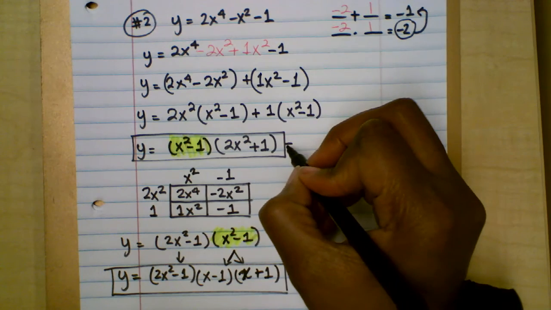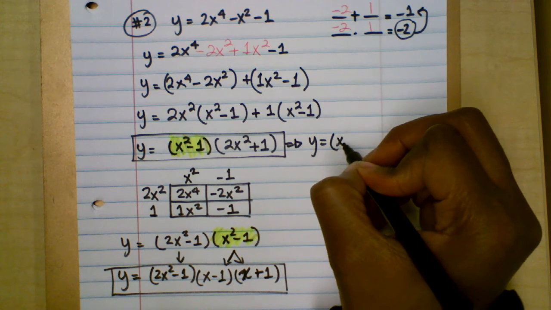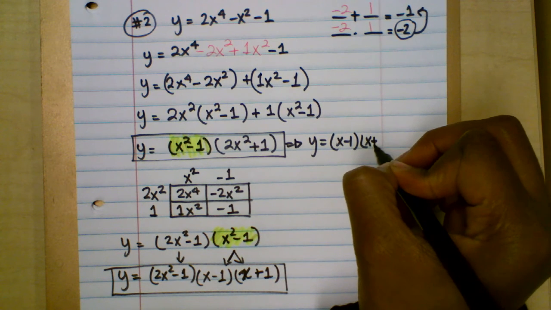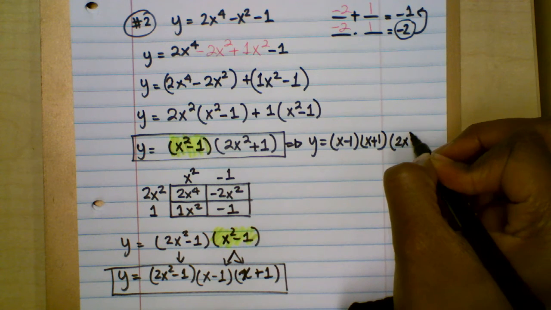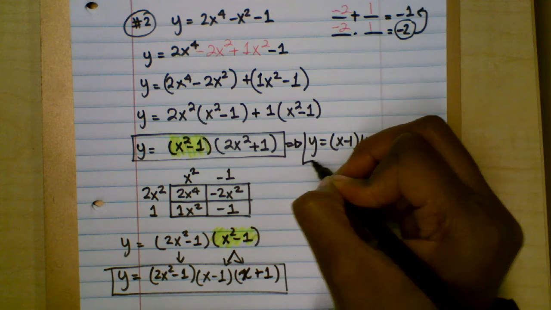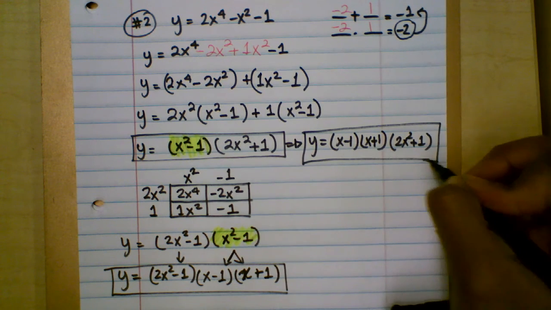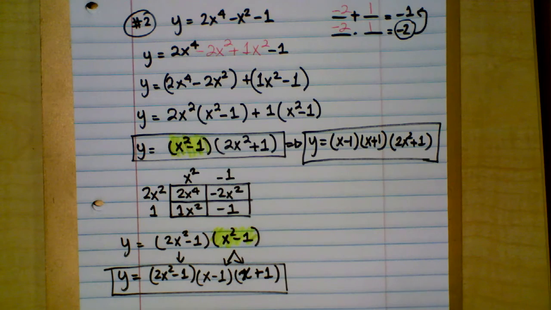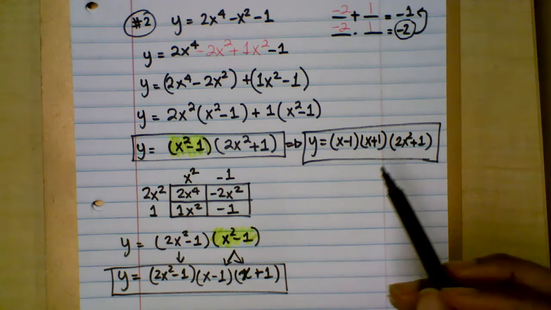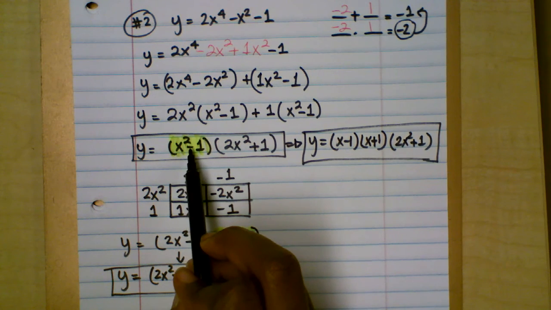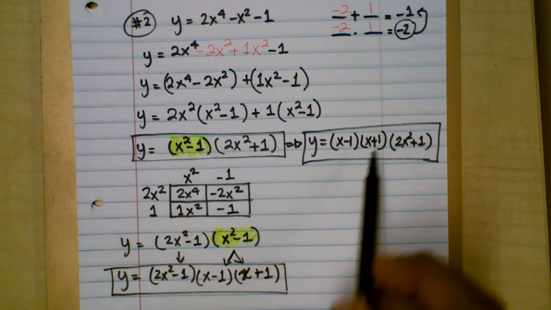So I should go even further. It's again x minus 1 times x plus 1, and then 2x squared plus 1. Always factor completely. If you recognize the sum of two squares, please factor it as a product of two complex conjugates. And if you also recognize the difference of two squares, factor it out.